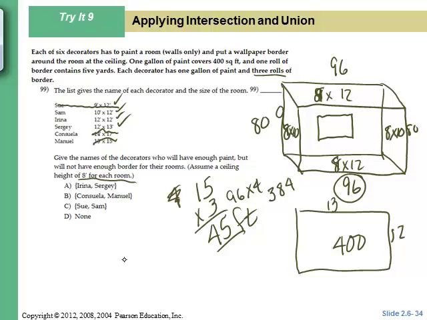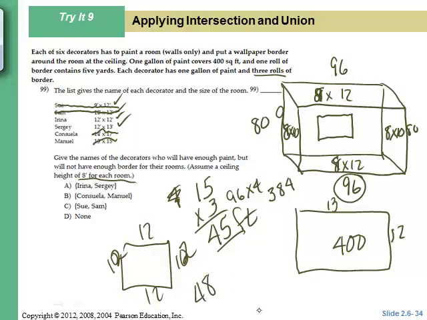Well, let's try the 10 by 12 foot room. 10 and 10 and 12 and 12 adds up to 44. So there's enough border for Sam to do his room. There is not enough border for Irina to do hers because she needs 48 feet of border. Nor is there enough for Sergey because he needs 50 feet of border. And so the 2 people who can paint the room but not do the border are Irina and Sergey.